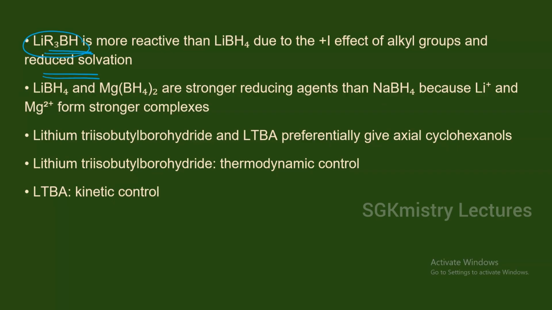sodium borohydride, because again Li+ and Mg2+, they are more powerful complexing ions when compared to that of the Na+ ion. Next, lithium triisobutyl borohydride as well as LTBA. These are preferentially useful to give axial cyclohexanols, whereas lithium triisobutyl borohydride mainly proceeds by making use of this particular reagent. It proceeds by thermodynamic control, whereas LTBA, when it is used, the reaction proceeds and the products are formed by making use of kinetic control.